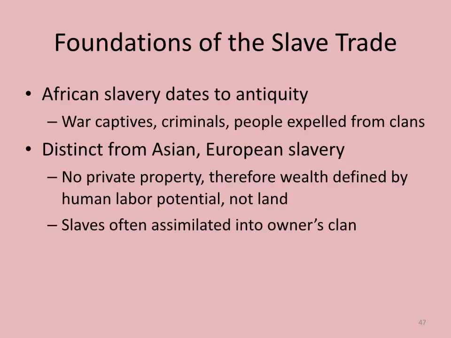Now, African slavery has been around since the dawn of time, essentially, and it typically used to be war captives, criminals, and people expelled from clans. Now, we're going to see that it's distinct from Asian or European slavery because they have no private property, therefore wealth is defined by human labor potential, not land. What we're going to see is the slaves assimilate into the owner's clan. So the foundation of the slave trade is that because you have no property, you can be owned.